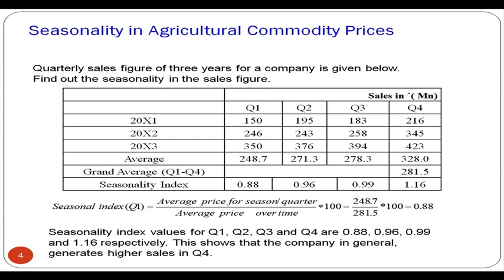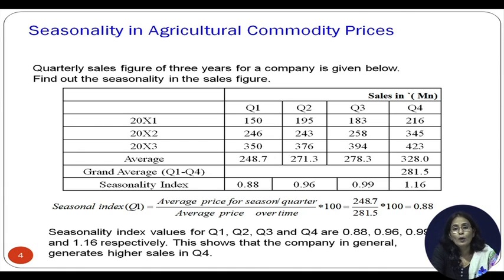When we take the average of all values, that is the 12 quarterly sales values, we get a grand average of 281.5. If we want to find out the seasonality of Q1, we divide the average of Q1, that is 248.7, by the grand average, 281.5, which gives us 0.88. So the Q1 index value is 0.88, and if you compare this with the Q4 value, that is 1.16, from these values we can say that Q4 normally tends to have a higher sales figure as compared to Q1.